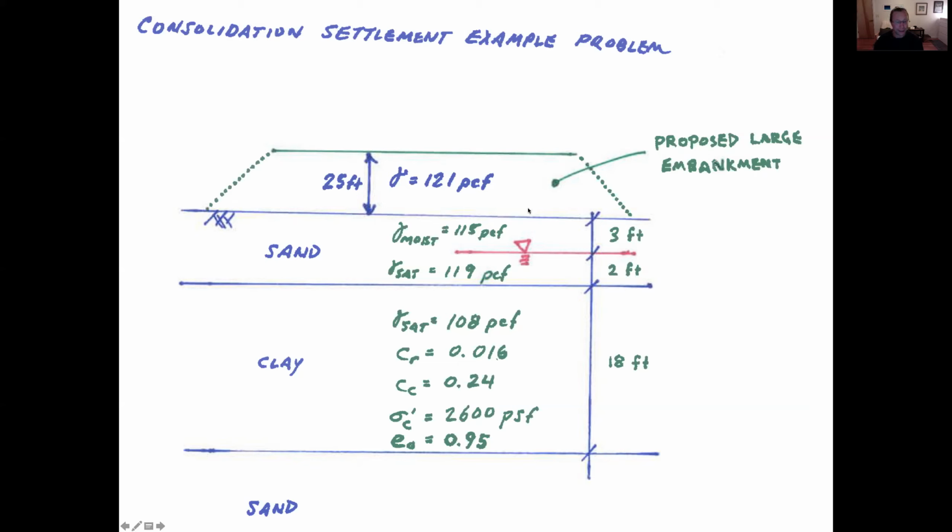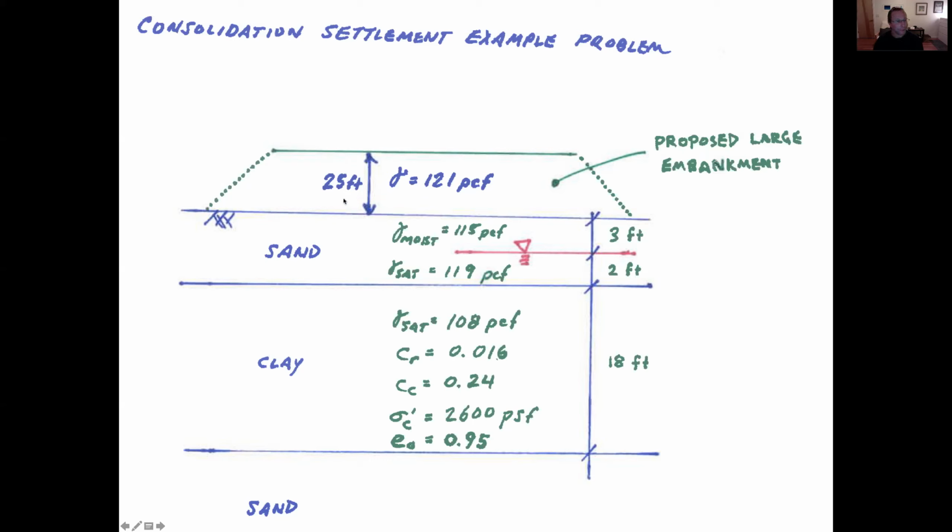And we'll get to that in just a minute. The sand layer has a water table residing within it. So there's 3 feet of moist sand underlain by 2 feet of saturated sand, each with a unit weight associated with them. And a clay layer that's 18 feet in thickness that has the properties here: gamma sat, C sub R, C sub C, pre-consolidation stress, and a starting void ratio e naught.